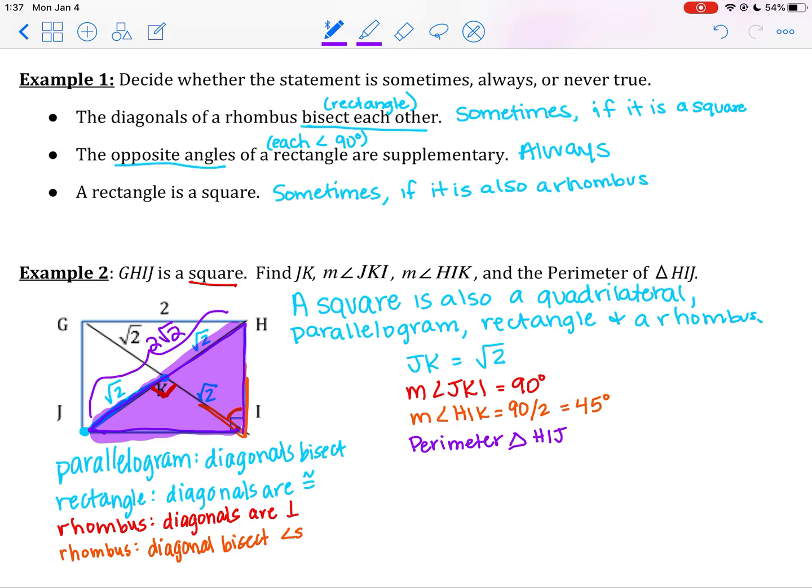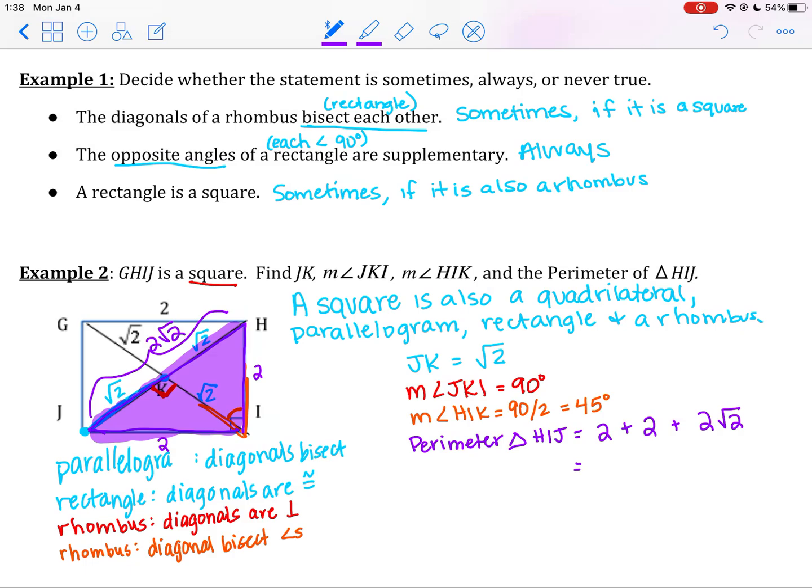So that entire length is 2 root 2. Then I also need to know what the measure of HI and JI are. Since this is a square, all of the sides are going to be the same length. And the length that I have for a side, GH, is 2. So that means that these sides are also going to be 2. So to figure out the perimeter of this triangle, I'm going to add all of those together. So 2 plus 2 plus 2 radical 2.